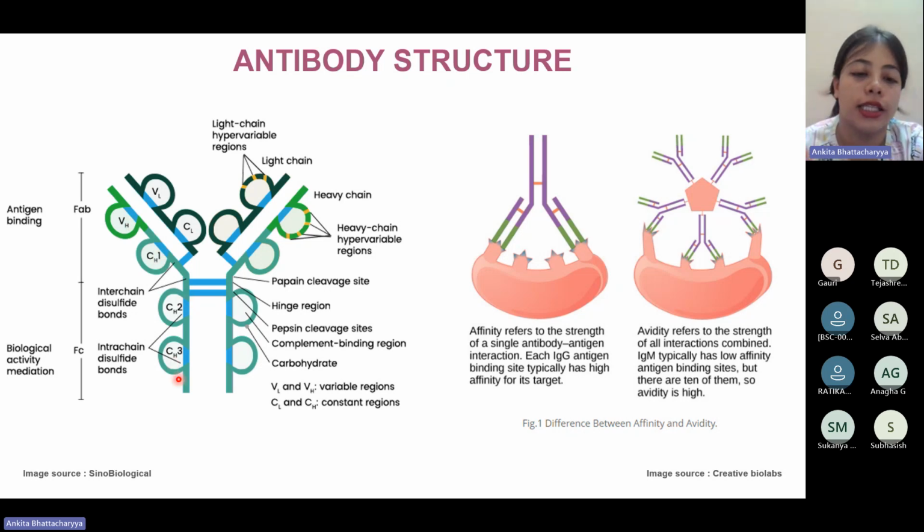which are the constant regions. Within the variable region of the heavy chain and light chain, which form the antibody's main recognition site for the antigen, otherwise what we just talked about as the epitope of an antibody, they contain these small regions that you can see highlighted here in yellow, which are called the hypervariable regions. And those hypervariable regions are called CDRs, or complementarity determining regions.